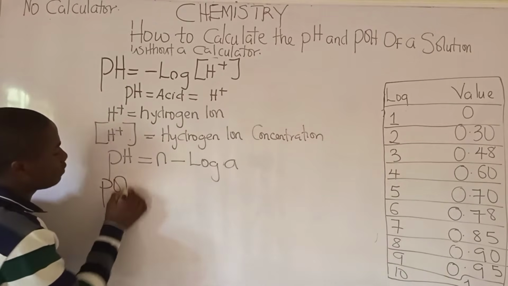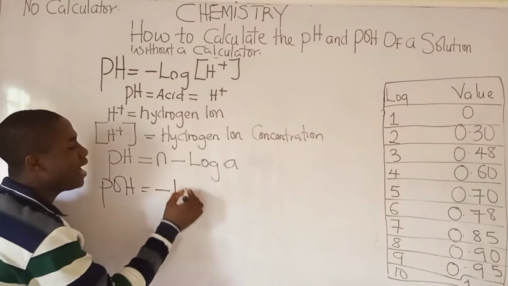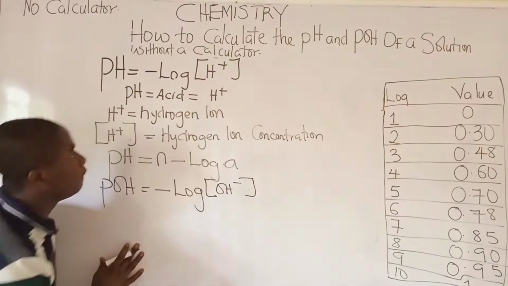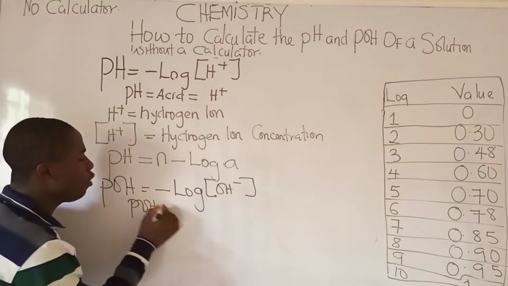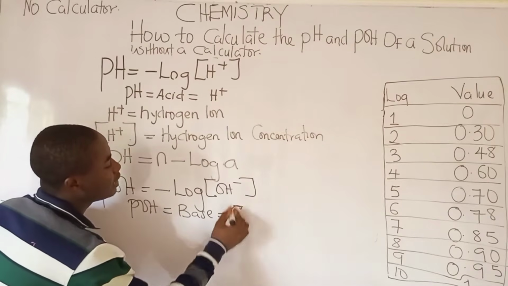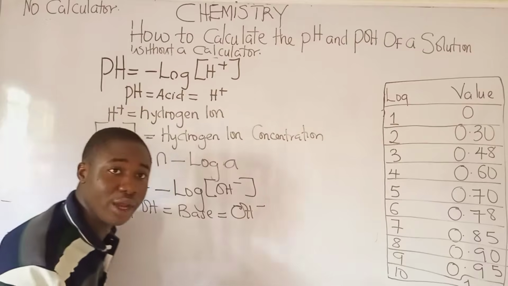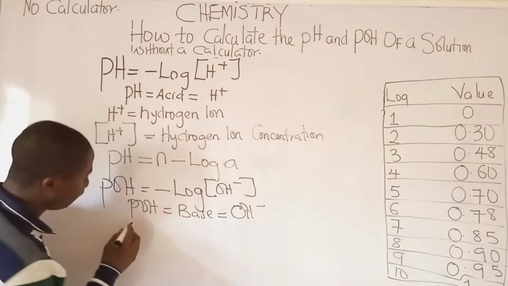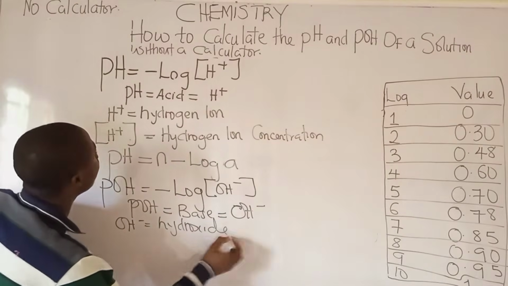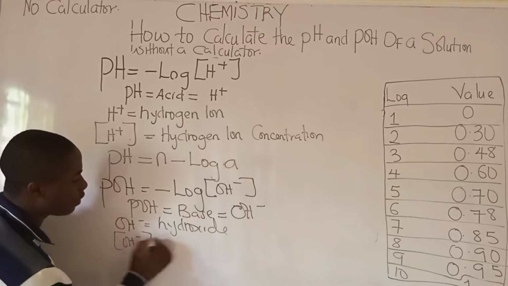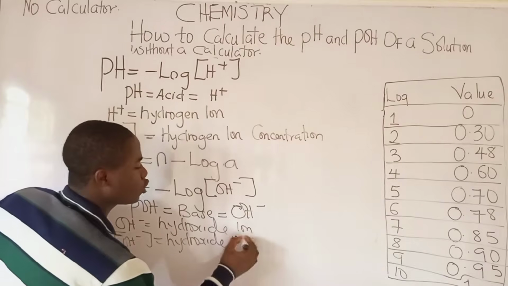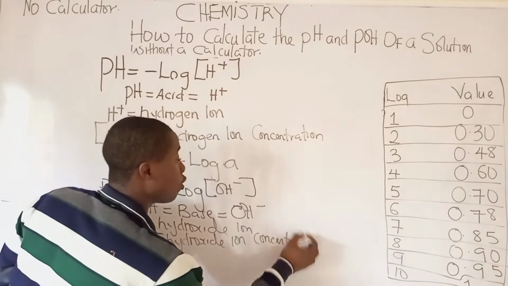Now, pOH basically has a formula, and it is minus log into bracket OH minus. It means that pOH is dealing with what? Base, and base is dealing with the OH minus. And what is OH minus? It's called hydroxide ion. So OH minus is called hydroxide ion, and also OH minus in a bracket is called the hydroxide ion concentration.